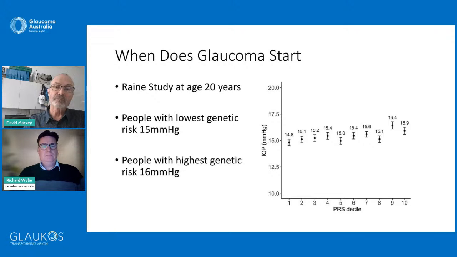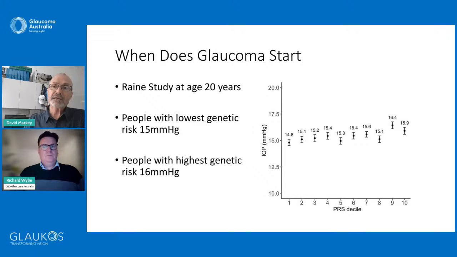And on this graph that you can see here, the people with the lowest genetic risk are on the left side of the graph, while the people with the highest genetic risk are on the right side of the graph. And the difference is that the people with the lowest genetic risk have pressures around 15, whilst the people with the highest genetic risk have pressures around 16.